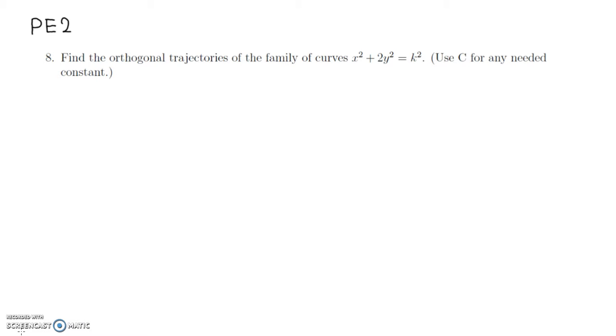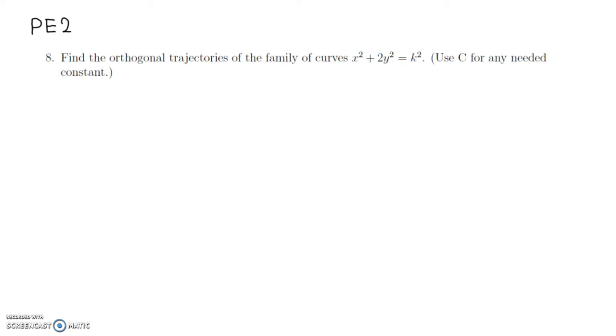Alright, let's look at practice exam 2, problem number 8. We want to find the orthogonal trajectories of the family of curves x squared plus 2y squared equals k squared. Those are ellipses, right? So first, we want to find the slopes of the original ellipses.